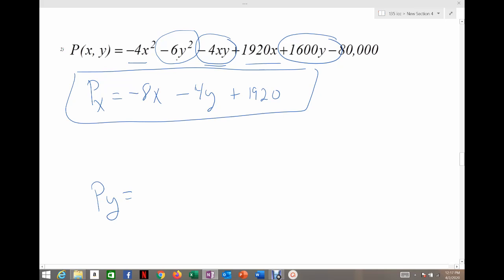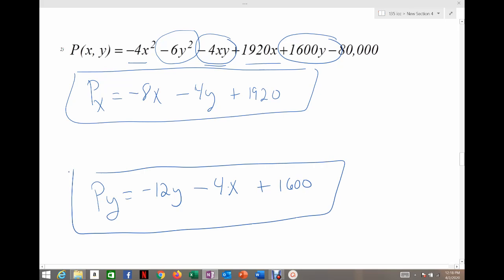So the first y part is the negative 6y squared, which is a power rule, negative 12y to the first. My mixed derivative, the 4 and the x are constant multipliers. They come along. Derivative of y is just 1. So I'm just going to leave it negative 4x. And then the 1600y, same thing. 1600 is a constant. Derivative of y is 1. Alright, and so there's my derivative with respect to y.